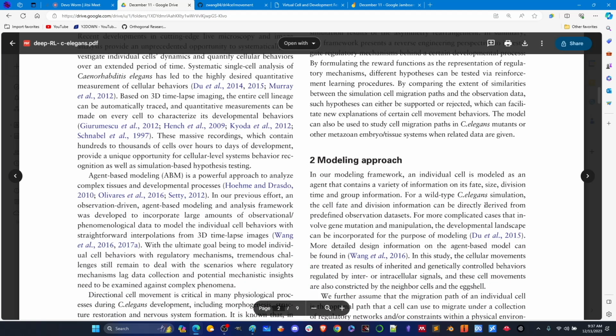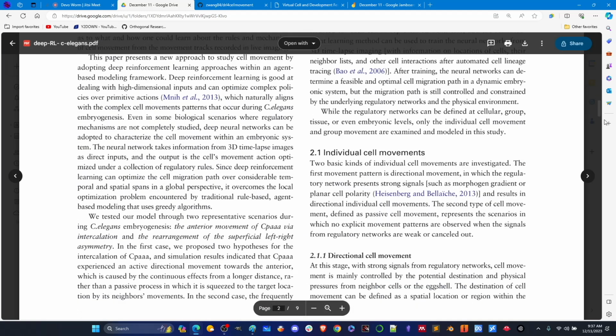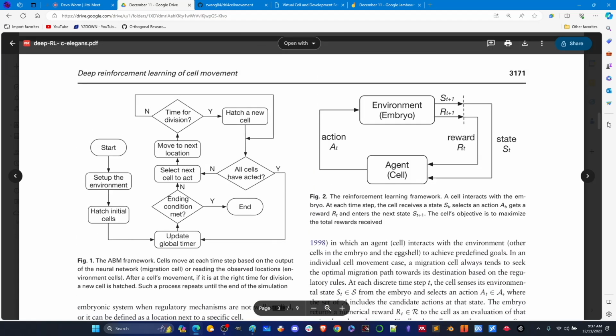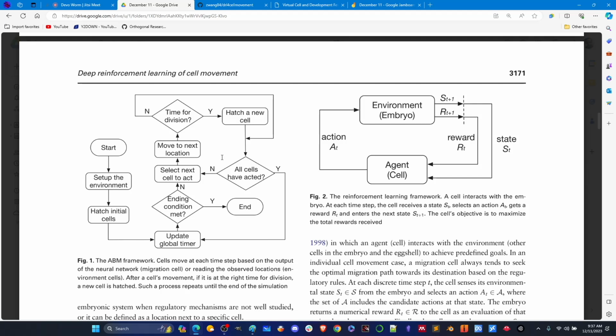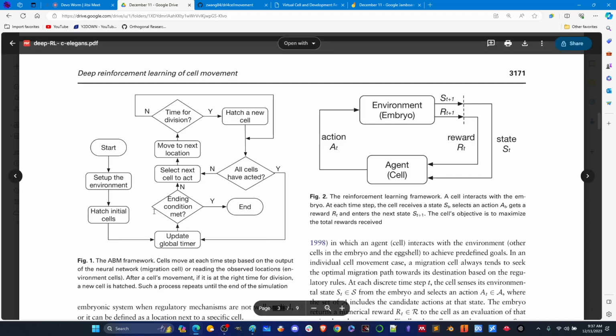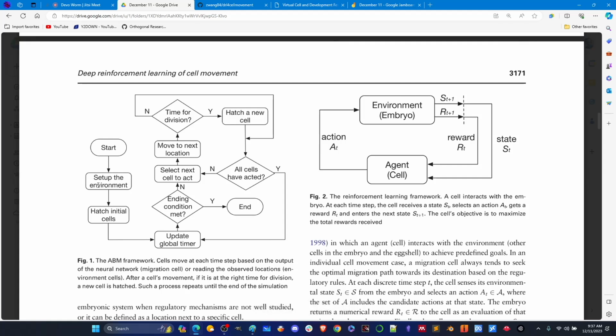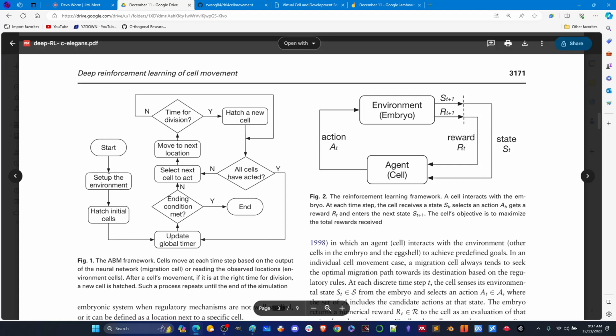So this is definitely, I think, a really good paper for framing a lot of this. This is the ABM framework that they talk about, where they have the greedy algorithm. Actually, I don't know if this is their ABM framework or the general ABM framework, but this is where you start. You initialize the environment. You hatch initial cells, which means they are populated in the simulation. So I don't know if they're actually simulating cell division directly, but they're just populating the ABM with cells.